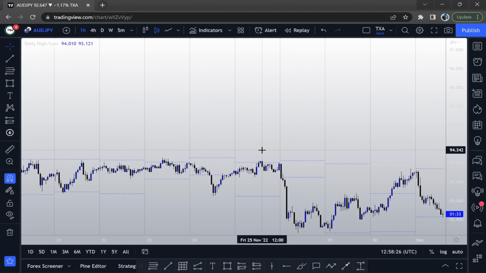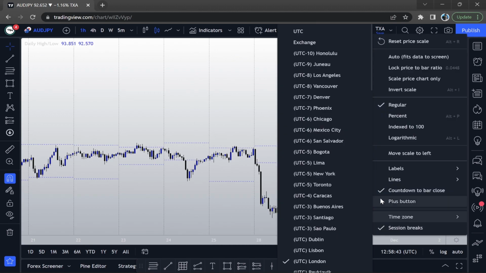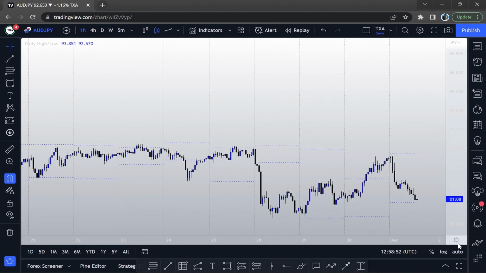So what does this indicator do? Very important. Each day there's a high and there's a low. The day creates highs and the lows every single day. On my chart I have session breaks. So each of these lines is a session break. All you need to do to get that is go to this section over here and click session breaks. These lines right here separate each day, 10 p.m. to 10 p.m. Okay, then each day there's a high and there's a low.